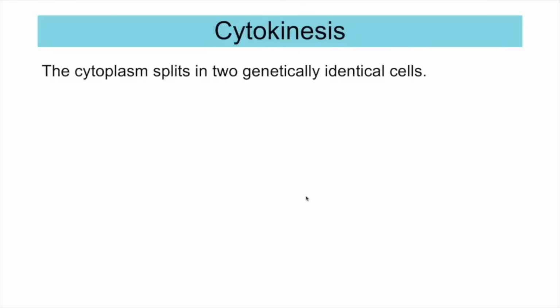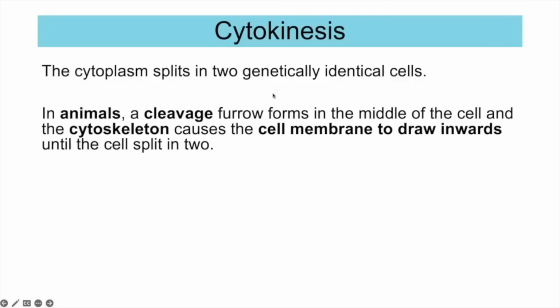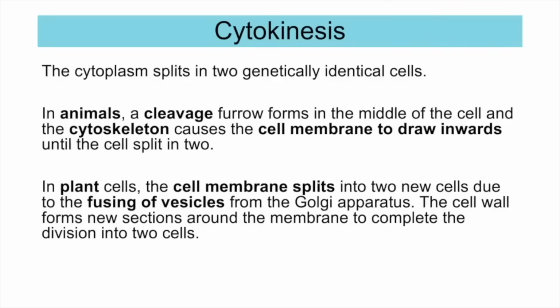Cytokinesis is then the final stage of the cell cycle, and this is when the cytoplasm splits so we get two genetically identical cells. And in animals, the way this happens is a cleavage furrow forms in the middle of the cell and the cytoskeleton causes the cell membrane to draw inwards until the cell eventually splits in two. In plant cells, the cell membrane splits into two new cells due to the fusing of vesicles from the Golgi apparatus. The cell wall forms new sections around the membrane to complete the division into two cells.